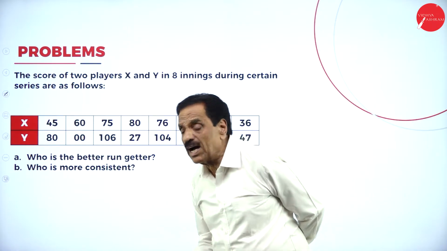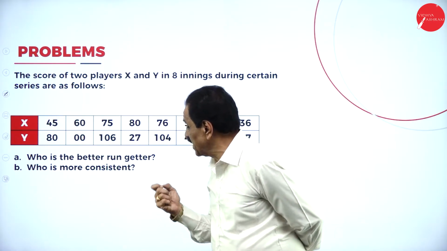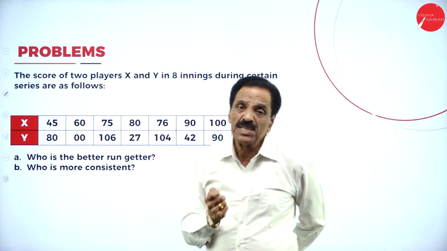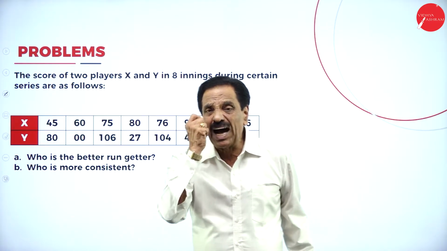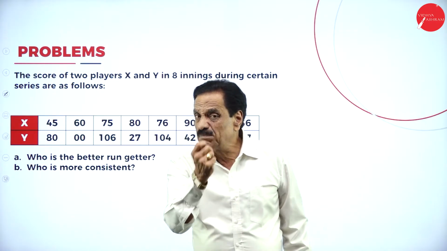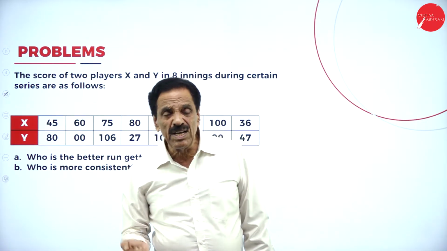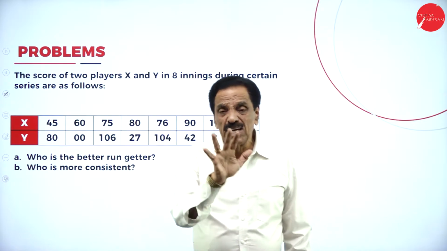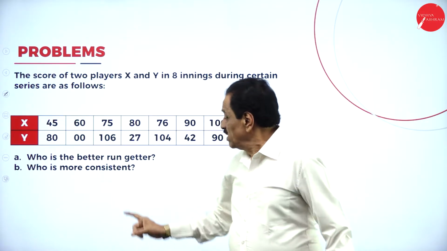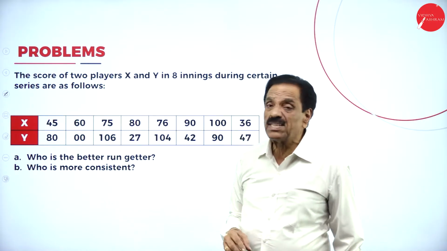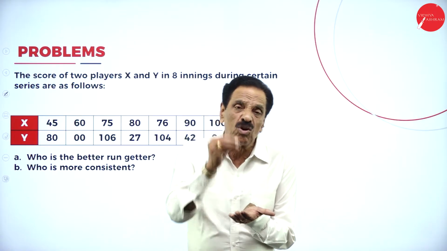What is the question they ask? Who is a better run getter? Who is more consistent? As per accountancy law, if the average is more, he is a better run getter. We compare the average of X and the average of Y. Whose average is more is the better run getter. Who is more consistent means whose CV, coefficient of variation, is lower.